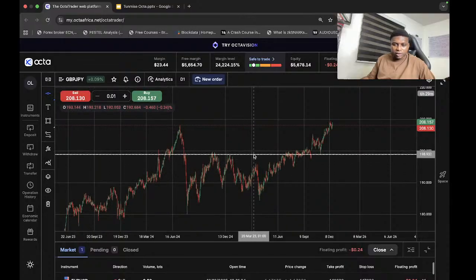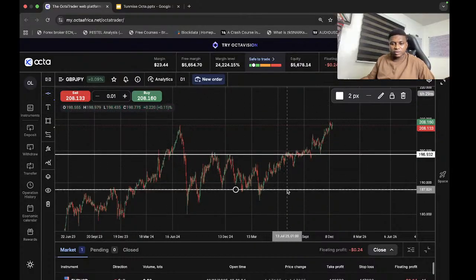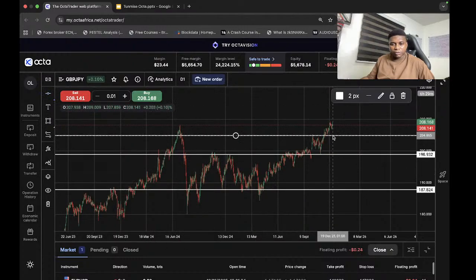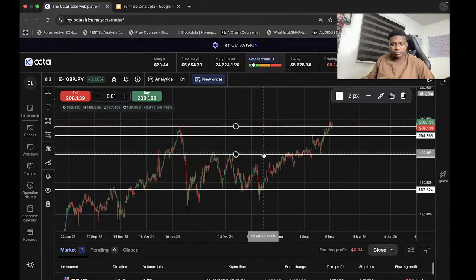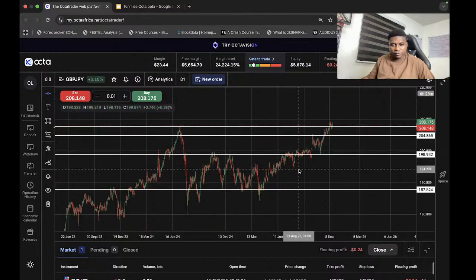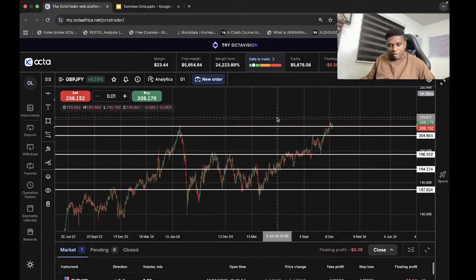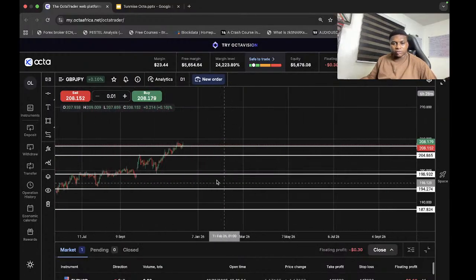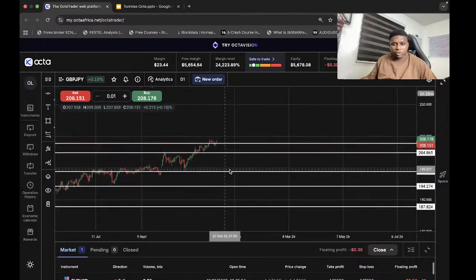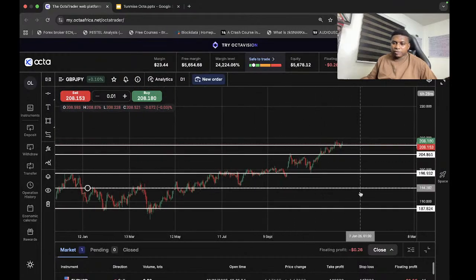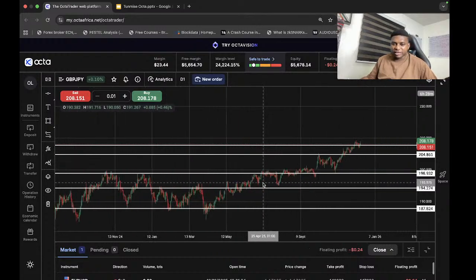So we can see here, I'm mapping out levels of support and resistance. Good. So we can see now we have our levels of support and resistance, right?